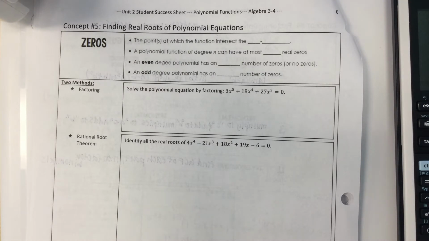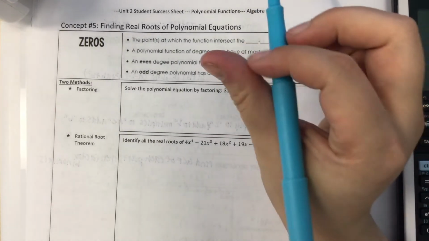Okay, so this first method, we're going to learn a couple different methods, and then we're going to combine this with the next concept, which is the fundamental theorem of algebra. So we're going to do 5 and 6 together because they kind of go together. All right, so let's do some conceptual stuff first.